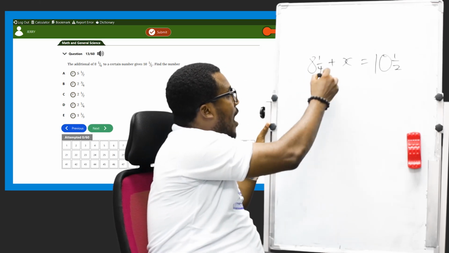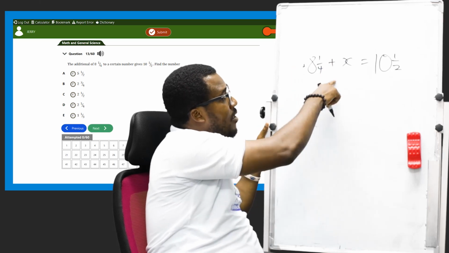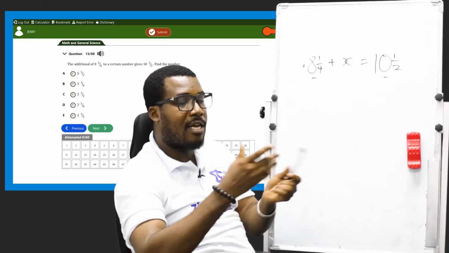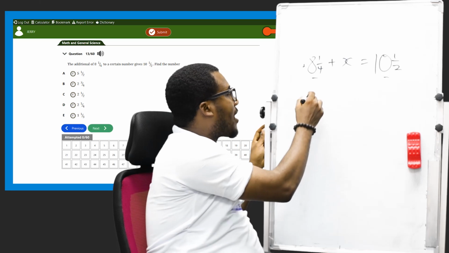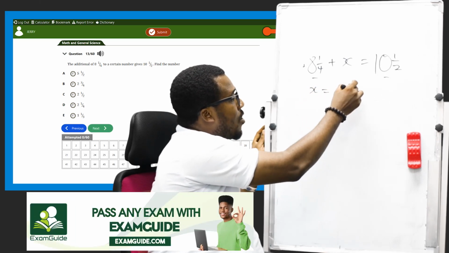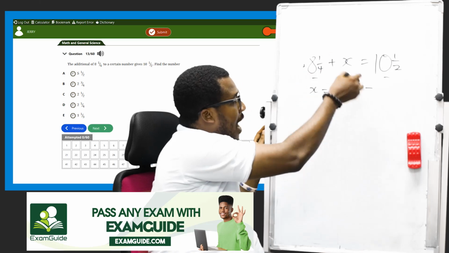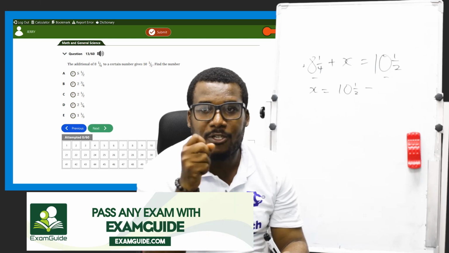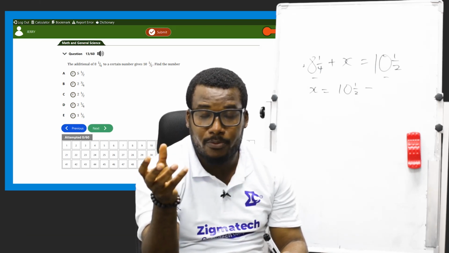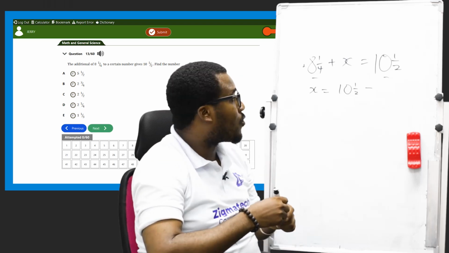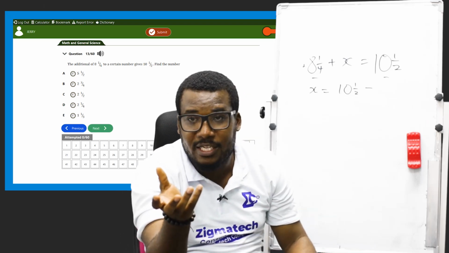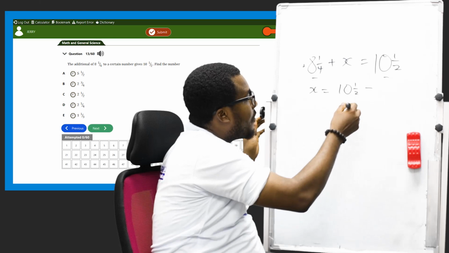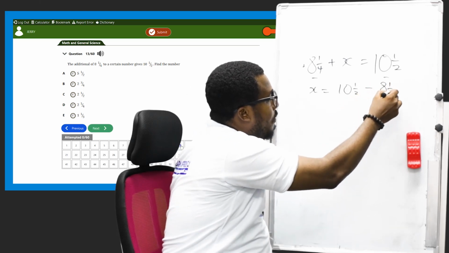Now in this case, this number is over here and is having an addition with X. I want it to go over here because we want to collect the like terms and keep them in one place. So X will be equal to 10 1 over 2 minus 8 whole number 1 over 4. Any number going over the equal to sign, the sign changes. Addition will change to subtraction, or if it is subtraction, when it goes over the equal to sign, it changes to addition.